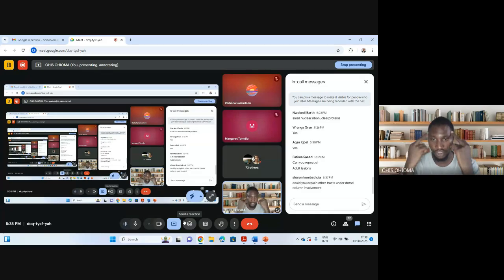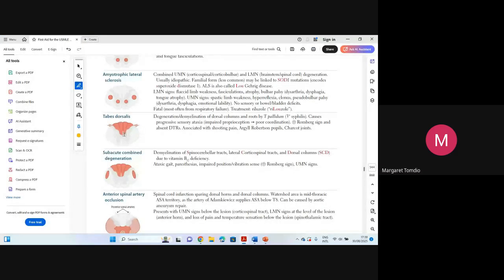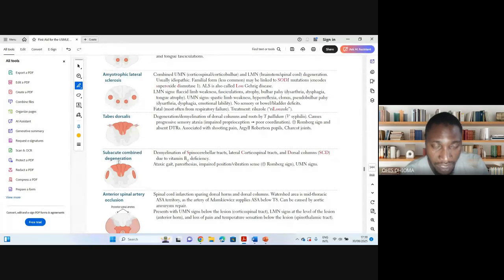You ask yourself, does this patient have dorsal column involvement? What do I mean by dorsal column involvement? It means that the patient won't be able to feel proprioception, will not be able to feel touch, will not be able to feel vibration. Let me show you guys by this diagram here. You can see that tabes dorsalis and subacute combined degeneration have dorsal column involvement. This is the dorsal column. But the anterior spinal artery does not have it. These places are spared because the posterior spinal artery is supplying these regions here.